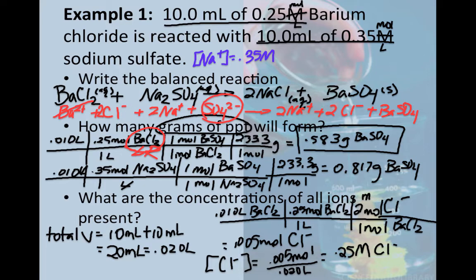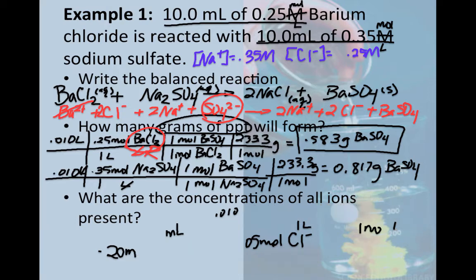So I know my concentration of sodium and my concentration of chloride. The sulfate is going to take a little bit longer. So let's keep track of chloride ions. It's 0.25 molar. And sulfate is going to take a little longer because it's my excess reagent. So let's see, how many moles did we use up? Barium chloride ran out first, and I just calculated the moles of barium chloride.